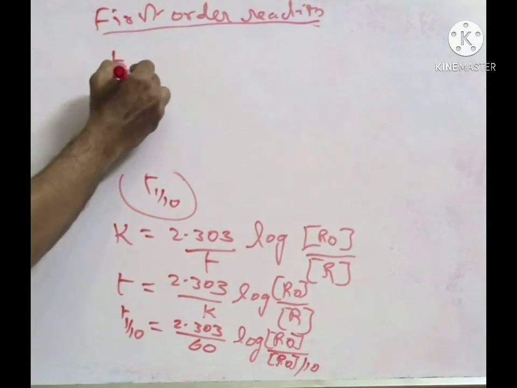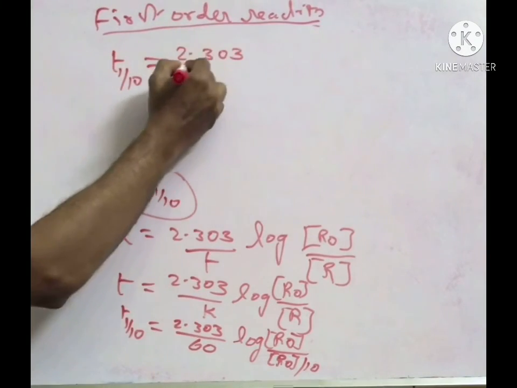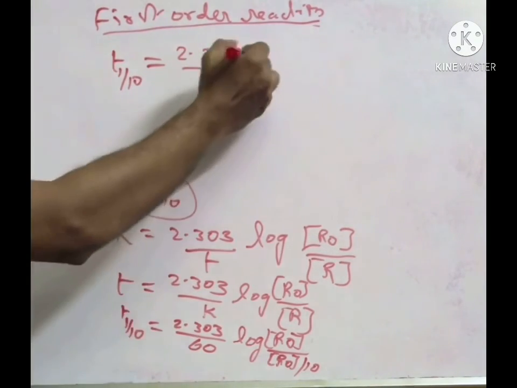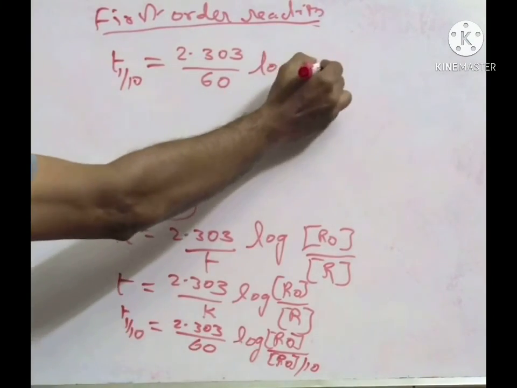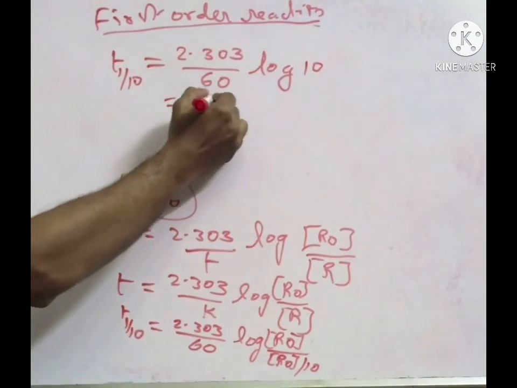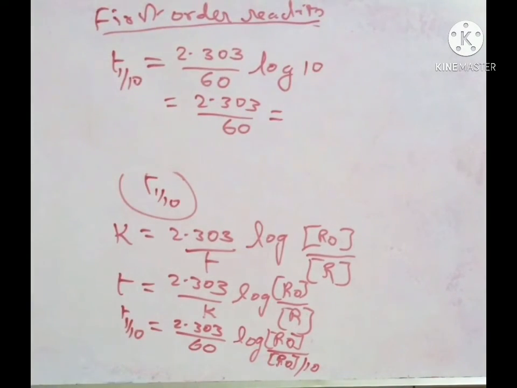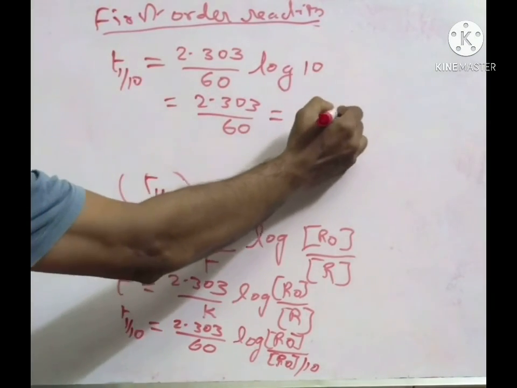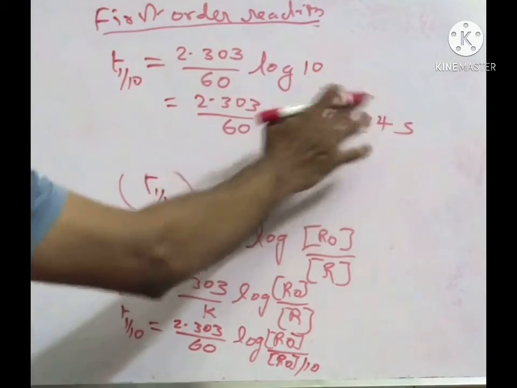So T 1 by 10 is equivalent to 2.303 by 60 log, R0 cancels, 10 goes to the top, log 10. Log 10 is 1. That means here it becomes 2.303 by 60. So the T 1 by 10 equal to 2.303 by 60, that is 0.0384. 0.0384 seconds. Because here second inverse was there, it goes to the top as seconds.